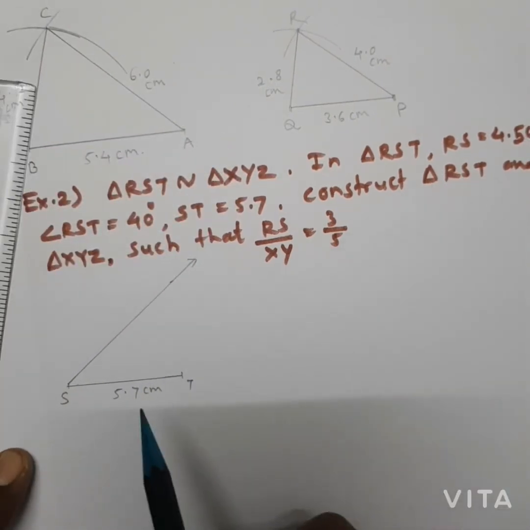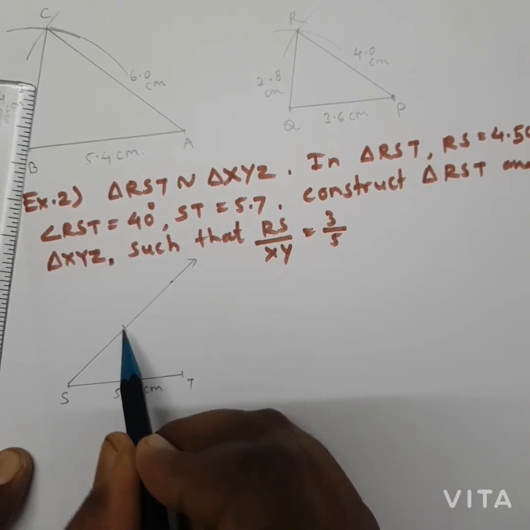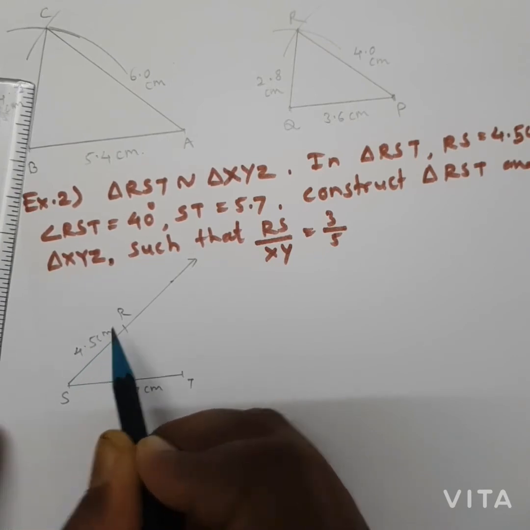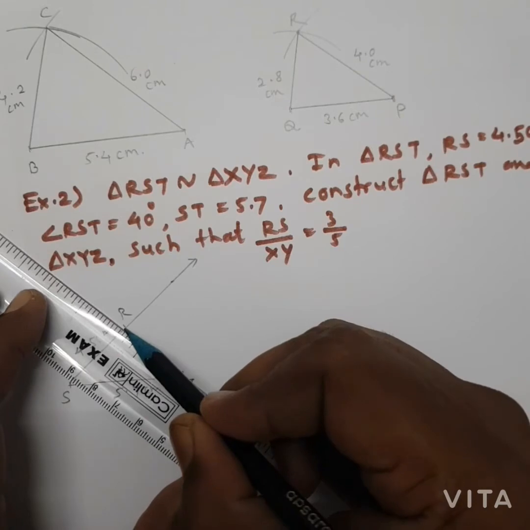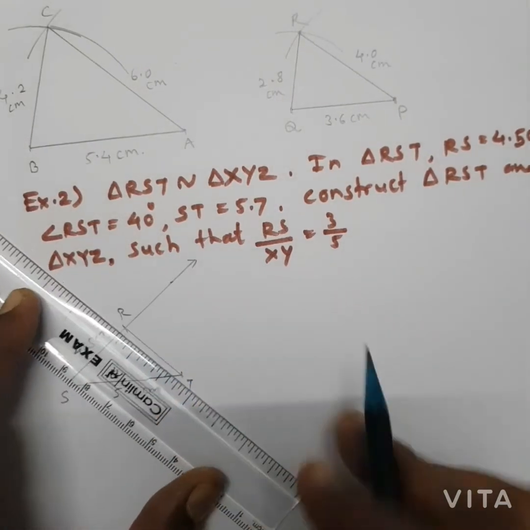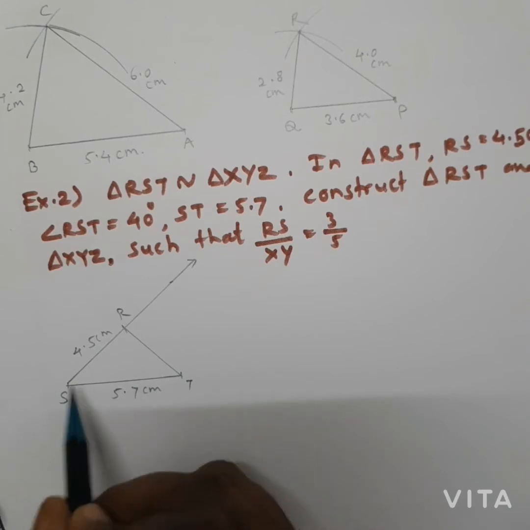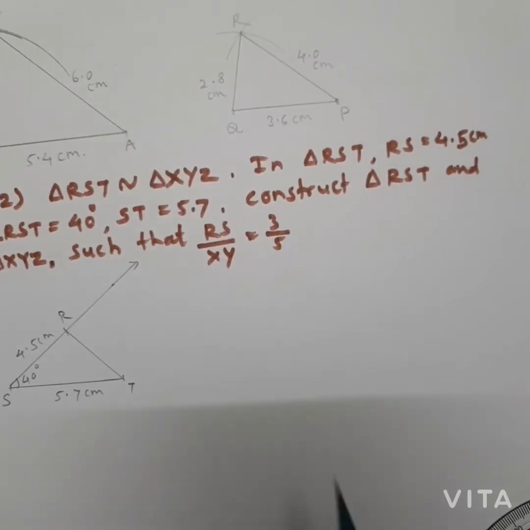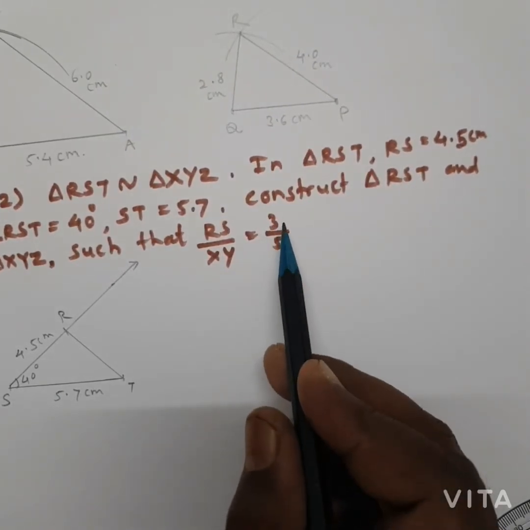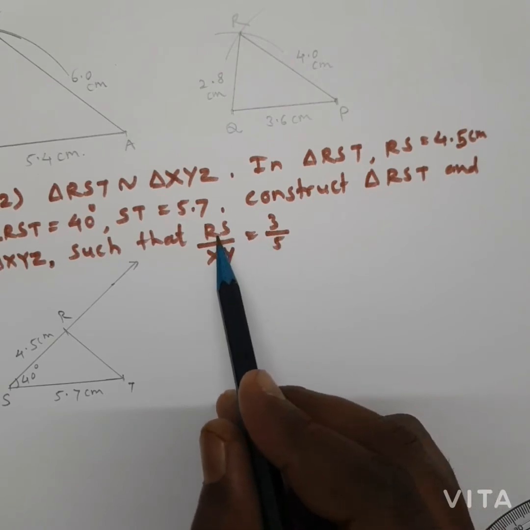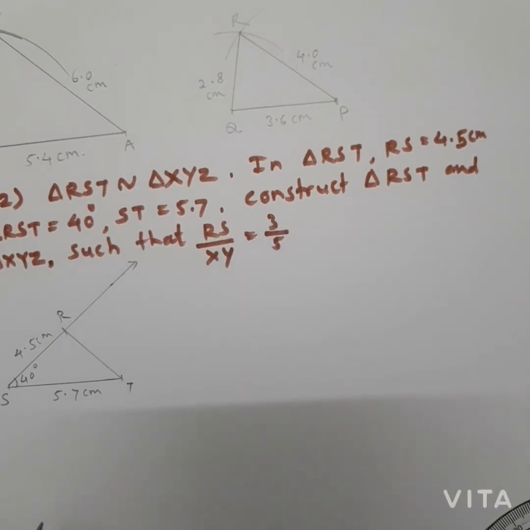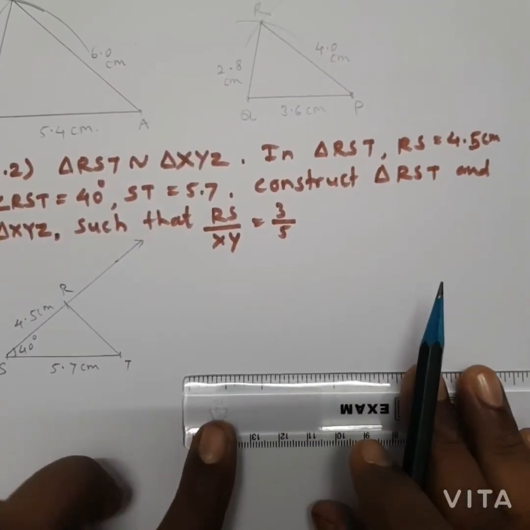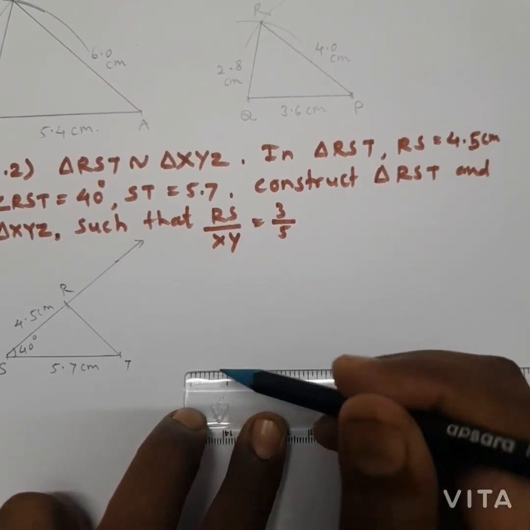Then RS is 4.5. Suppose this distance RS is 5 centimeter. If we draw this segment RT, then it will be triangle RST. This angle is 40 degree. Then the sides of triangle XYZ are larger than the sides of triangle RST because the ratio is 3:5. Therefore, in the rough figure also we have to draw the sides of triangle XYZ larger.